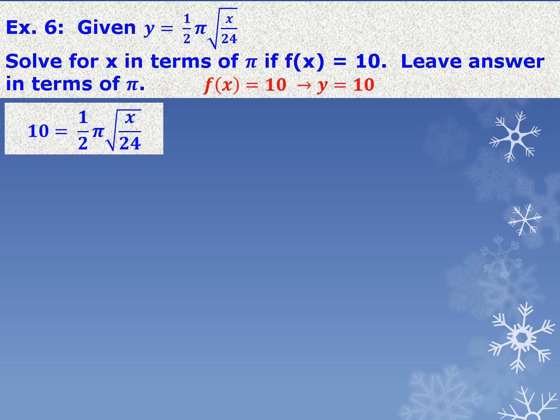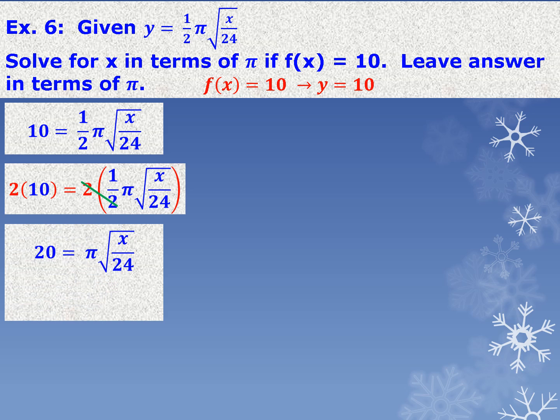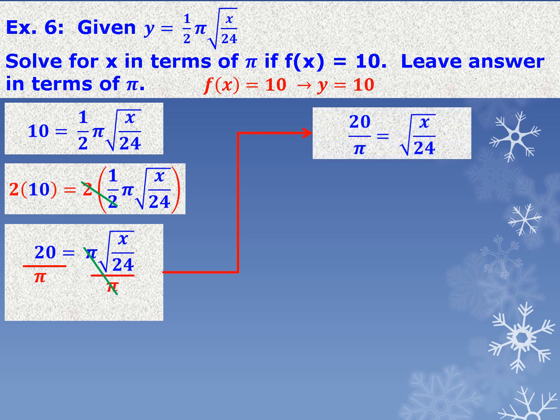Okay, well, first thing I see that I need to do is get this radical isolated. So I'm going to undo multiplication by 1/2. So that means I'm going to multiply both sides by 2. So on the left, I end up with 20, and I get 20 equals pi times the square root of x over 24. Now, I need to get rid of the pi. So I divide by pi. So that gets me 20 over pi is equal to the square root of x over 24. Well, now that I've got the radical isolated, I'm going to square both sides.